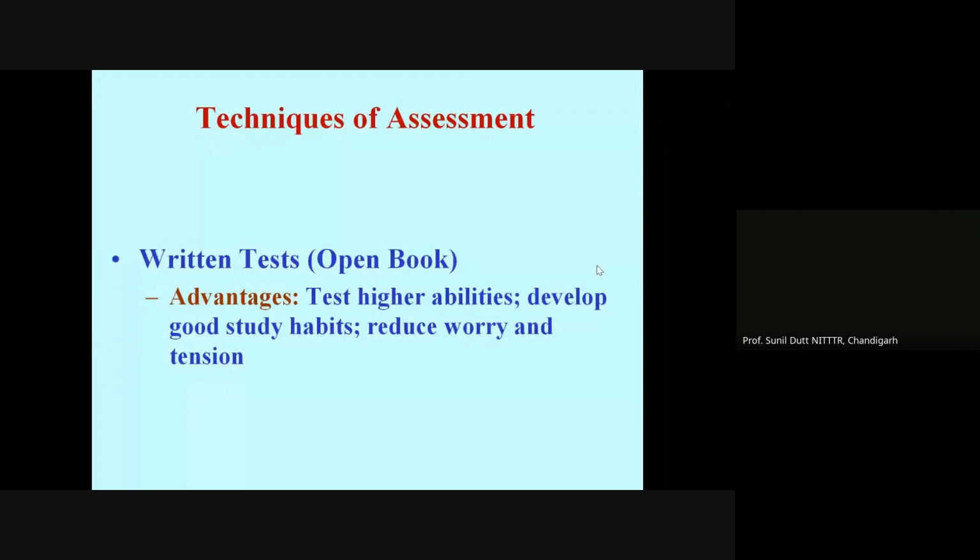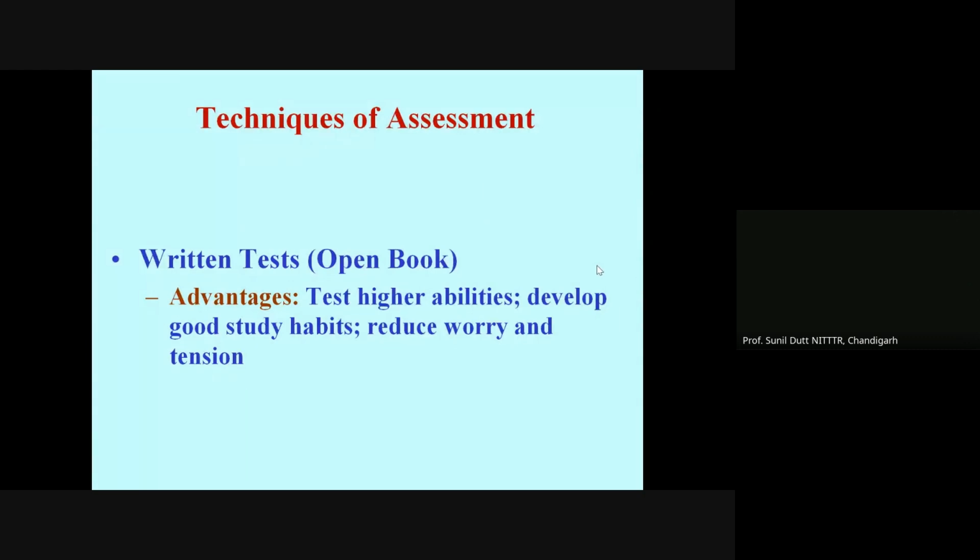So these can test students' higher mental abilities. These can develop good study habits, and through this we can reduce the worry and tension about remembering the formulas, because students are free to carry them. An open book examination is one in which students are allowed to refer to class notes, summaries, textbooks. Even in our Punjab Engineering College, they have introduced this and asked the students to bring two A4 size papers. You can write anything on these papers.